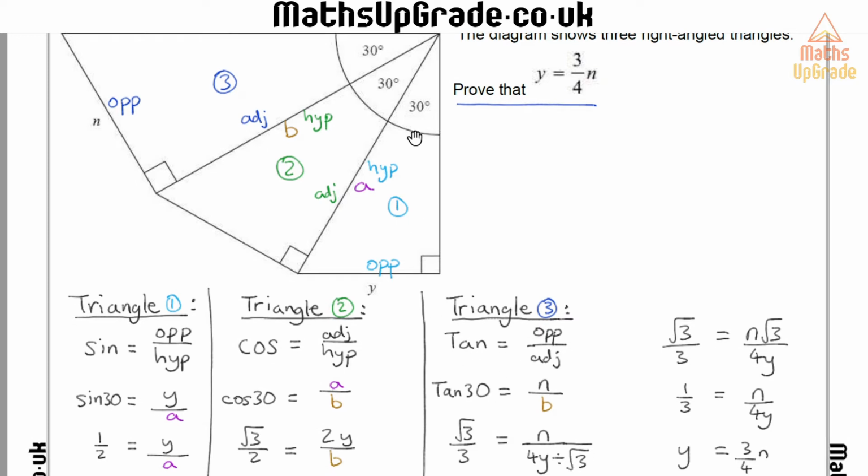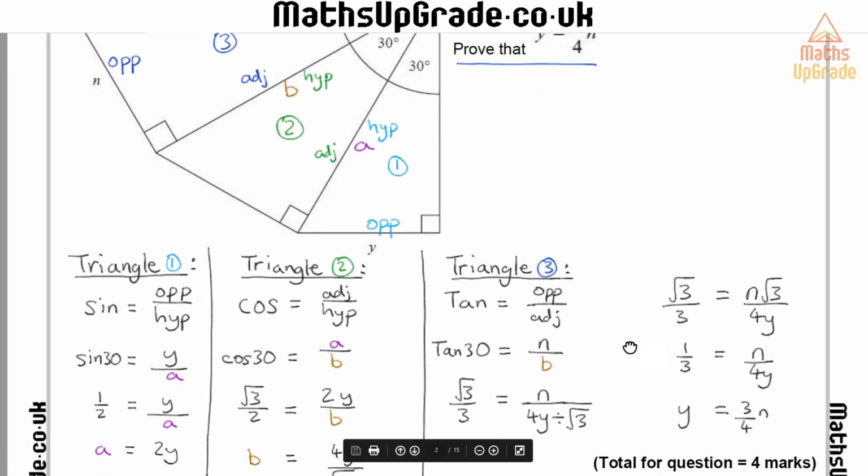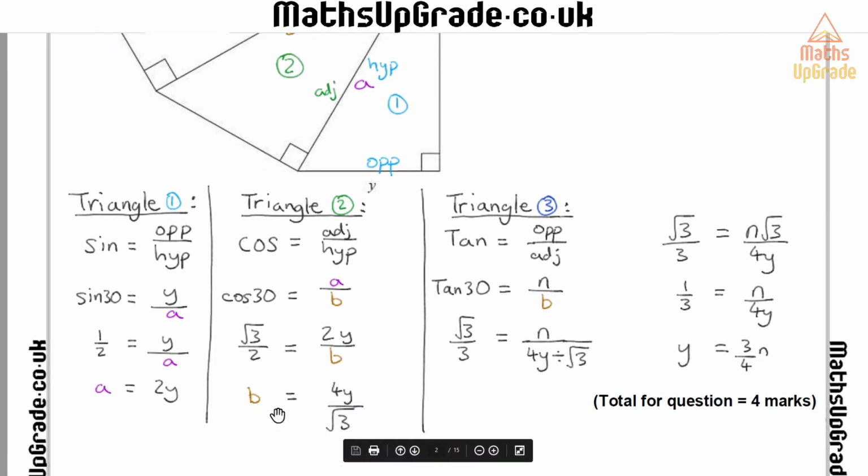And it's tan of the angle, so tan of 30 is equal to the opposite, which is N, divided by adjacent, which equals B. And I know from the previous working that B is equal to 4y divided by root 3. So if I substitute that in, that's the denominator of that fraction there. You should recall tan 30 is the same as root 3 over 3. So tan 30 is root 3 over 3. I've now got an equation which links N with y.